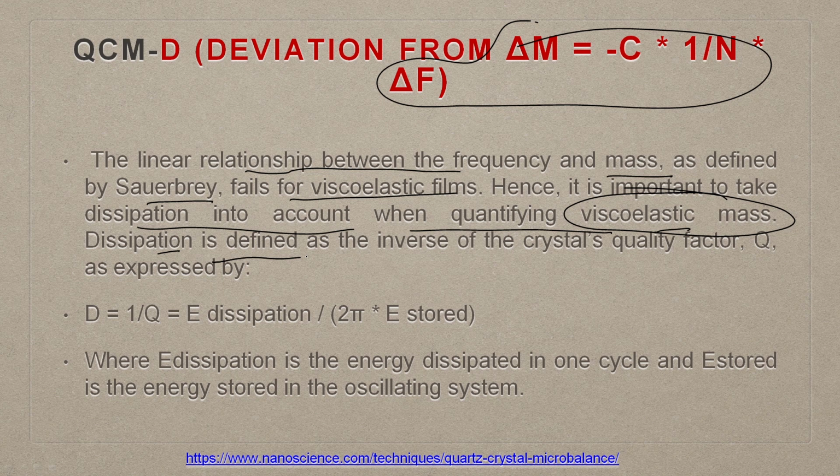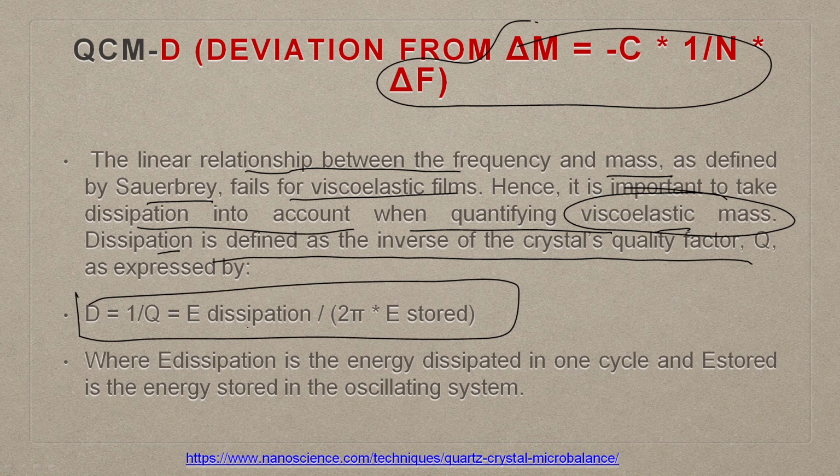Dissipation is defined as the inverse of the crystal's quality factor Q, as expressed by D equals 1 upon Q, which is E dissipated upon 2 pi E stored, where E dissipated is the energy dissipated in one cycle and E stored is the energy stored in the oscillating system.